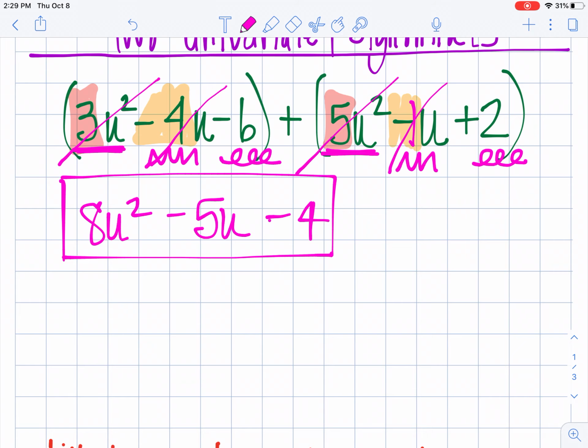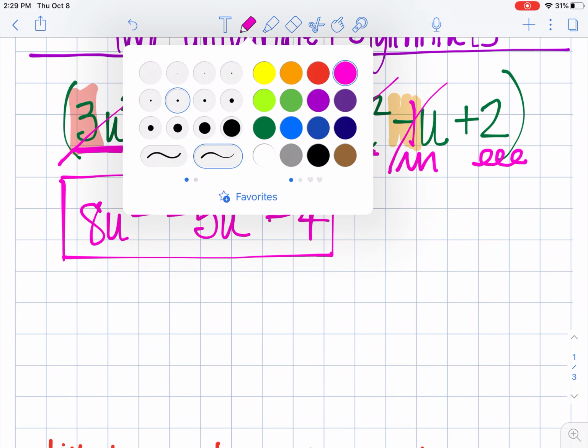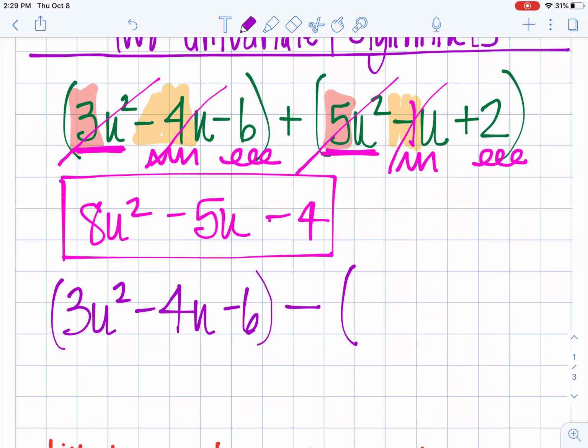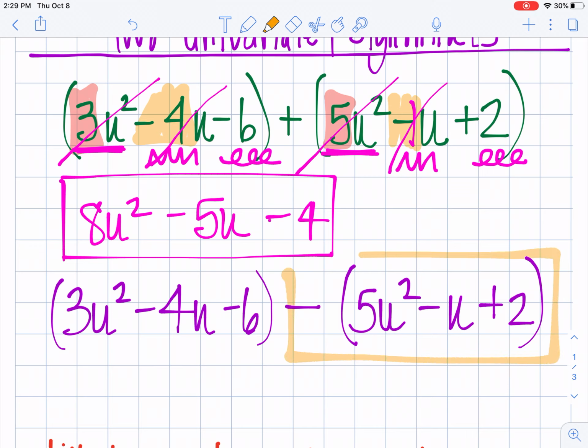The thing that's going to be tricky is if you were subtracting these. So let's look at if I was to subtract these same polynomials. It's going to change my answer, because when you're subtracting, especially right here in this second part, it means you're subtracting this whole group.